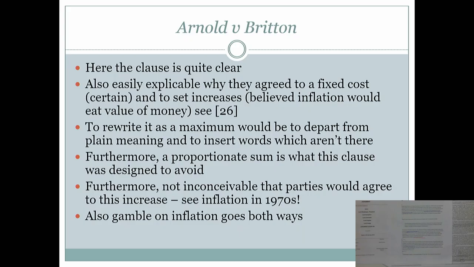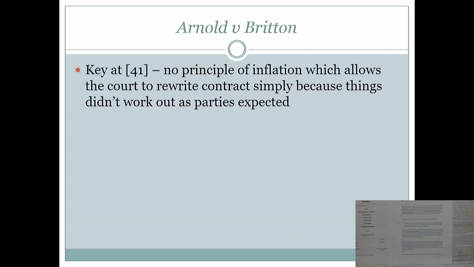This is a clause that is not against commercial common sense, even if it looks like one party is getting the bad end of the stick, at least at the moment. There's no principle of inflation which allows the court to rewrite the contract simply because things didn't work out as the parties expected. So, commercial common sense. It is a way in which the courts can reinterpret the document, i.e. rewrite the clear words of the contract. But, as we see in Arnold and Britain, and we also saw in Firm PI, the courts should be slow to do so. It has to be really obvious. And a clause saying 10% a year for 99 years increase was not commercially absurd at the time it was entered into.